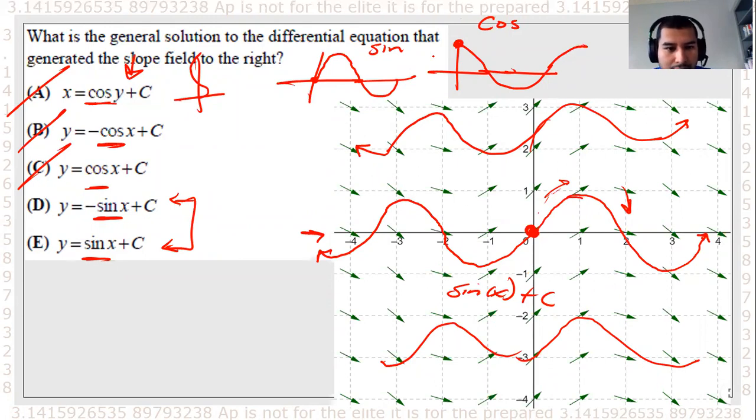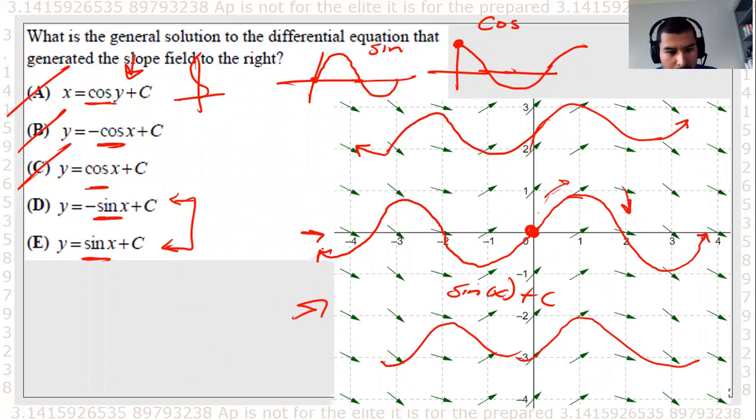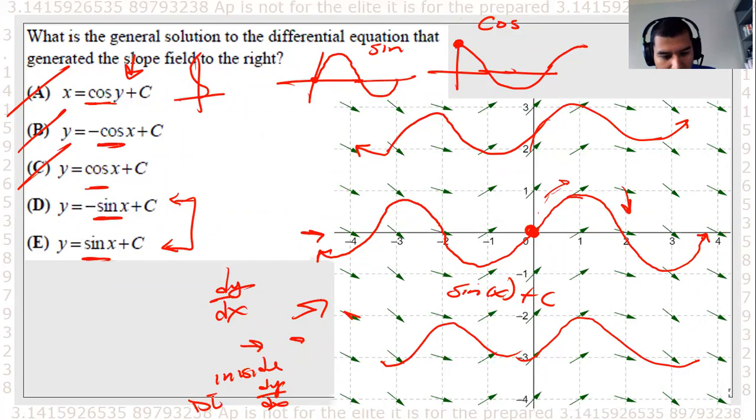Let me check the chat box. No, remember guys, you don't derive them because the slope field is the derivative. So the little slopes, the little arrows, guys, these right here are the dy dx's. Inside the dy dx, the slope field, right, the differential equation, the original function, which we have here, would be this one. So the dy dx is the slope field. Does that make sense?